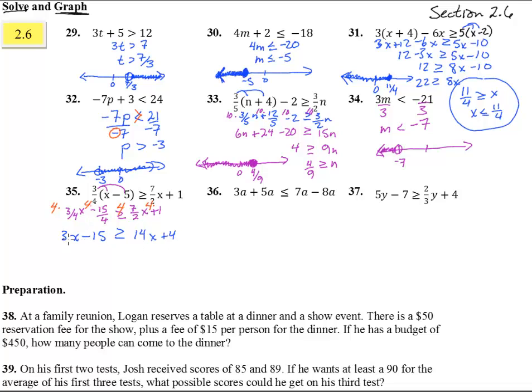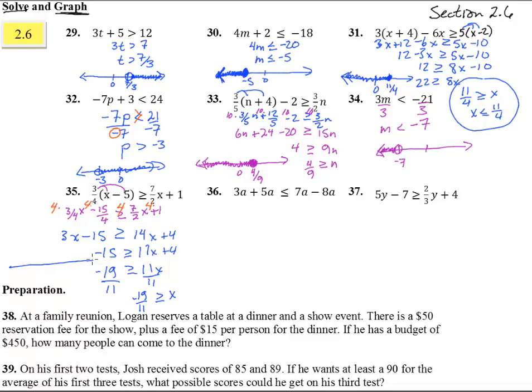Get the x's together, so subtract 3x over here. You have 11x plus 4 less than or equal to 15. Subtract 4 over there, you get 11x smaller than or equal to, that's a negative, so subtract 4, you get negative 19. Divide by 11, and we have x is smaller than or equal to negative 19/11.